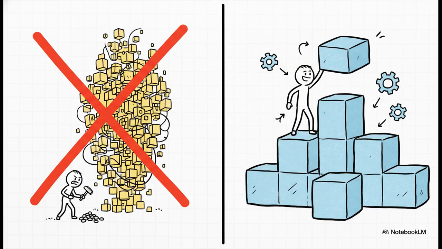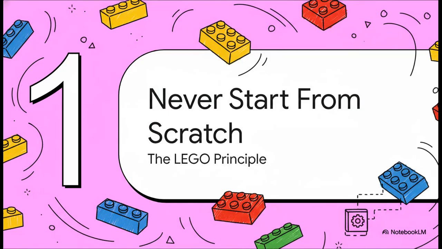Well, here's the secret. The big reveal that pretty much powers all of modern technology. You don't start with an empty file. You just don't. You never, ever start from scratch. The whole game is about building on top of work that other people have already done. And that brings us to the first and maybe the most important rule of modern programming.